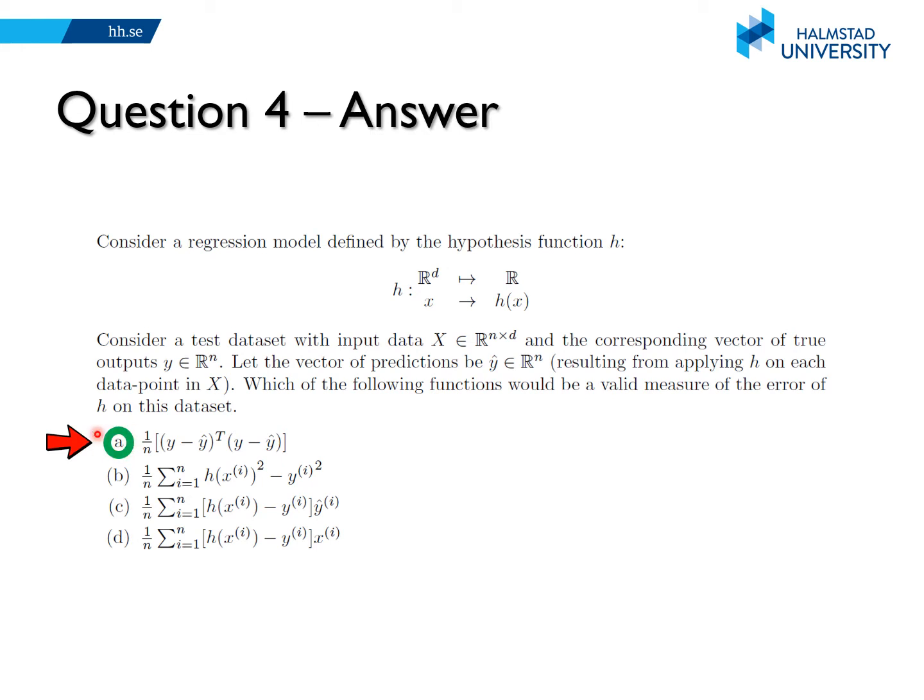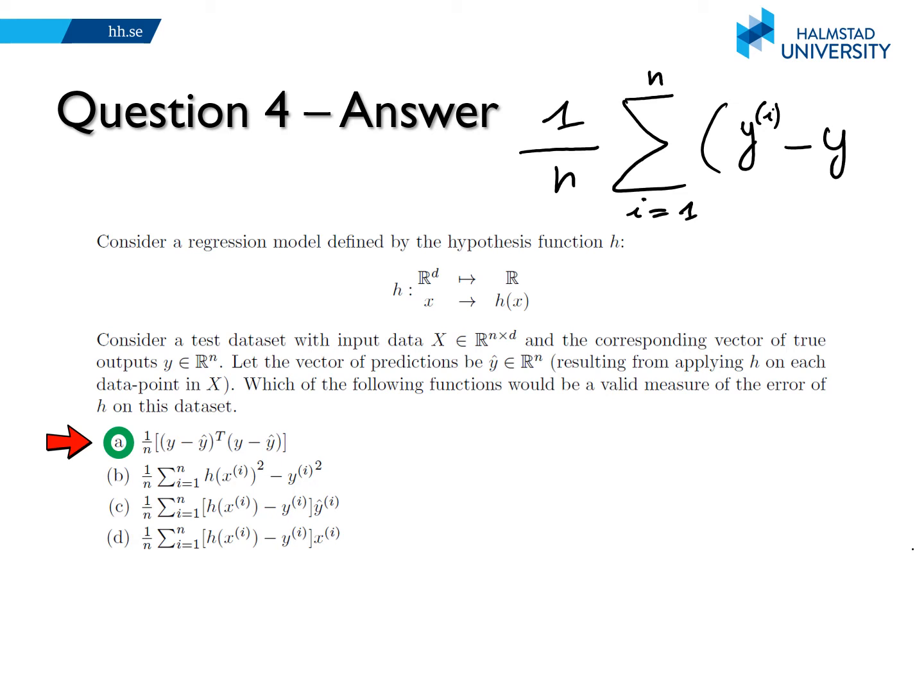The correct answer is A, and this is just the mean squared error. And we can write this as 1 over n, and then here we have the sum over all the data points from 1 to n. And then here we have the difference between the true output for the ith data point and the predicted output. And here we have squared.